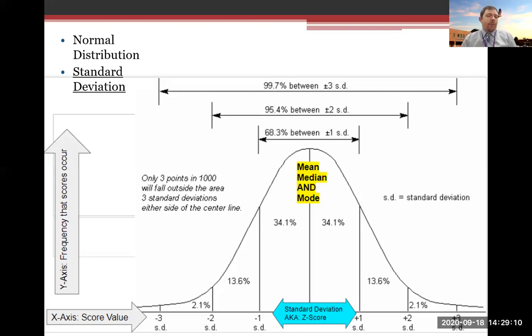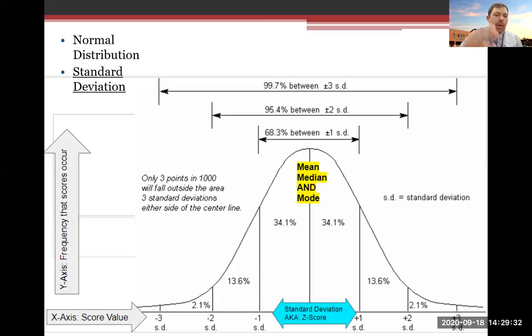So if we take, for example, IQ, and IQ is normally distributed, and they adjust it on a certain frequency of time to make sure that it always stays normalized. So IQ is adjusted always on a normal distribution where your mean, median, and mode score are 100.